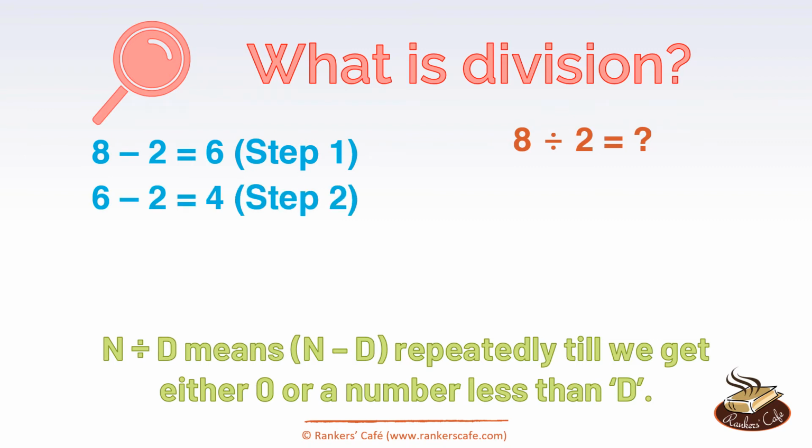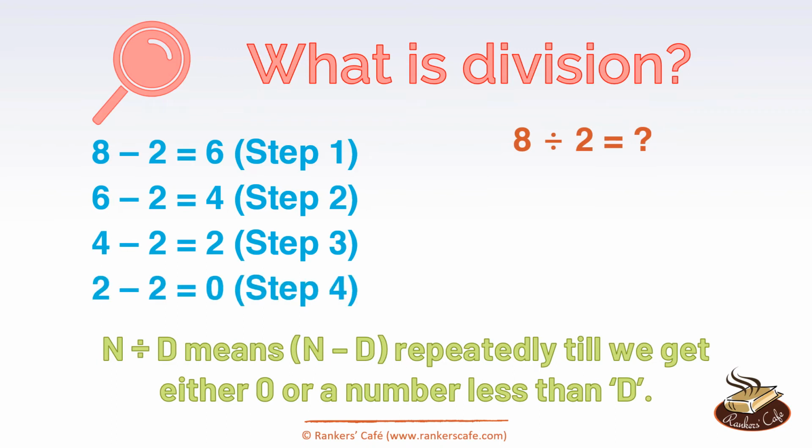Then we subtract 2 from 6, which gives us 4. This is our step 2. Now we do the operation of 4 minus 2, which gives us 2, step 3. And finally, we subtract 2 from 2, which gives us 0. And this is our step 4. Now we have got 0, and we got 0 in 4 steps.